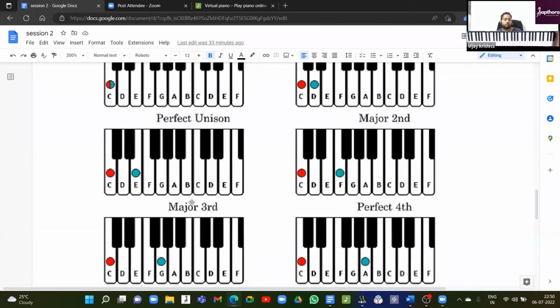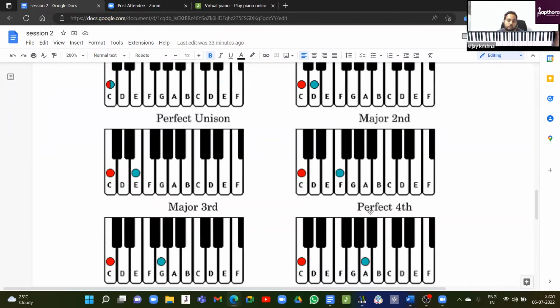So when we go down, here is the third key, that is the E. So C as 1, D is 2, and E as 3. Okay, so first note C and don't play the second, directly go to the third. So this jumping is called major third. This interval is called major third. And the fourth one, the first note C and jump the 2 and 3, go to the fourth note.